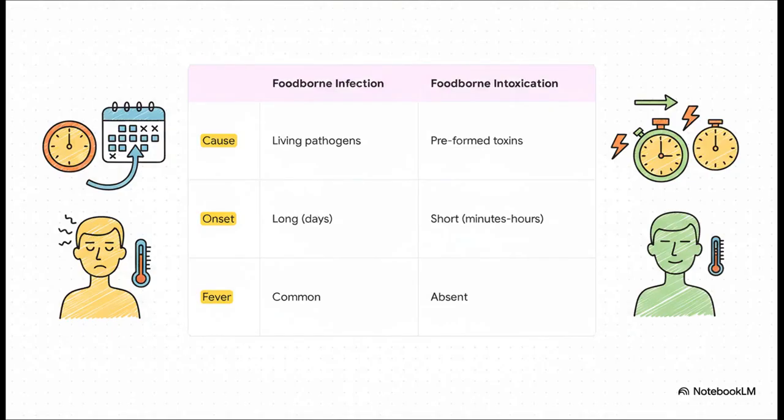And this table perfectly illustrates the difference. For an infection, because the microbes need time to multiply inside you, the incubation period is longer. We're talking days. That biological process often triggers a fever as your immune system fights back. With an intoxication, though, the toxin is preformed. It gets to work right away. So the onset is incredibly short, minutes to hours, and a fever is pretty rare.